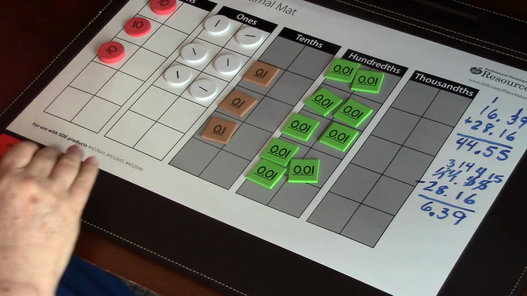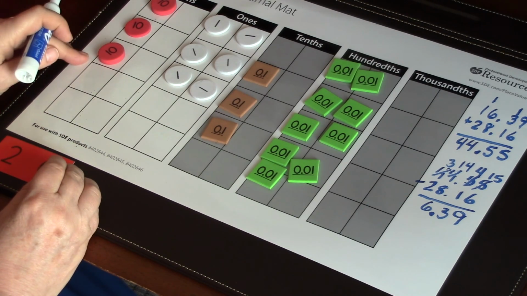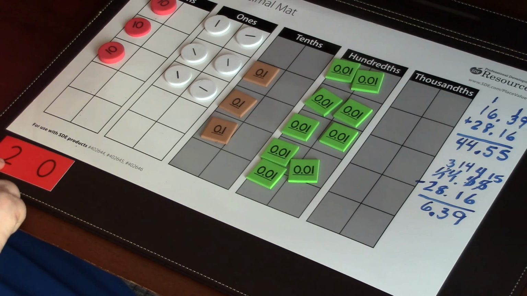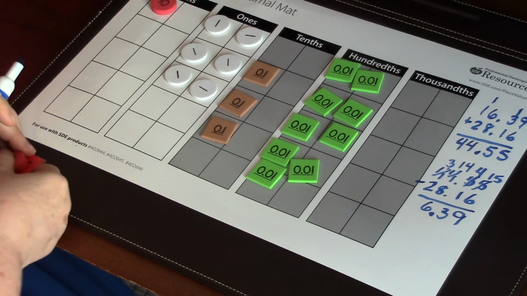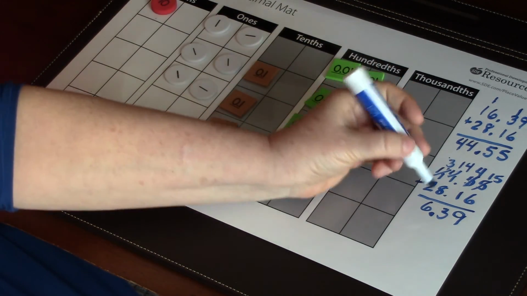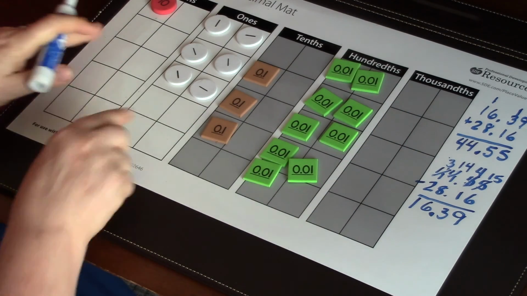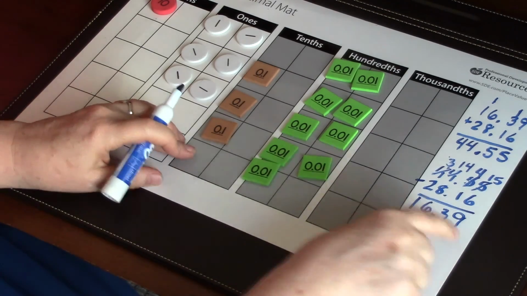So now in the tens place, how many tens do we have on the board? 3 tens. And how many do we need to take away? I need to take 2 tens away with the value of 20. And those physically get removed. And what does that leave us with? 3 tens minus 2 tens is 1 ten. So I should have 16 and 39 hundredths.